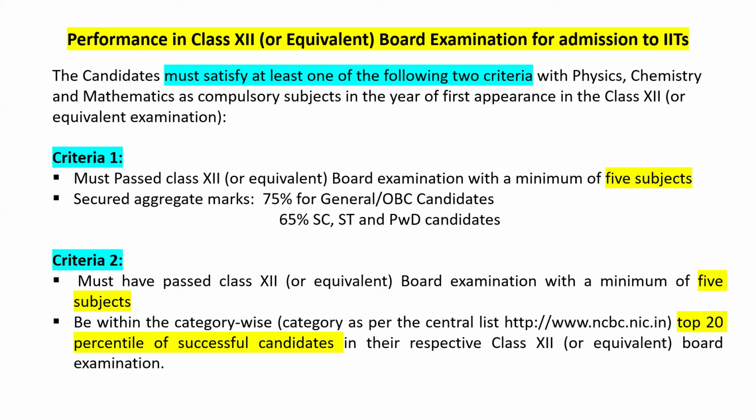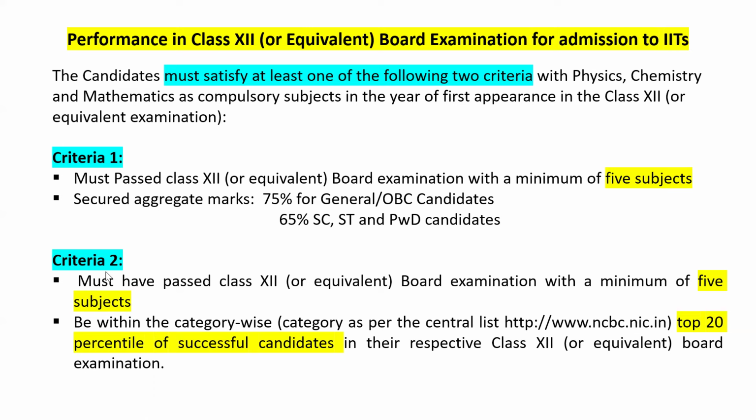Suppose the student is from diploma, then the student must pass the third year with the minimum number of 5 subjects and secure aggregate marks of 75% from third year diploma only, not from first year or second year. They are considering only the final year score.